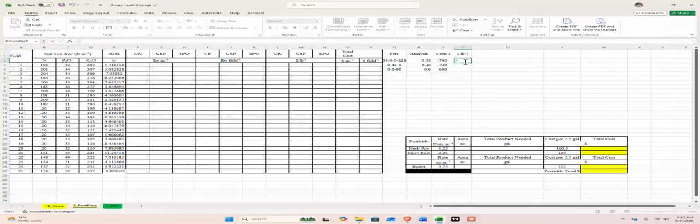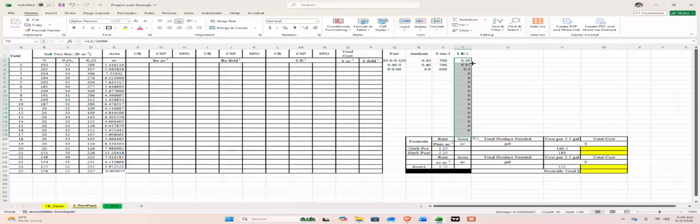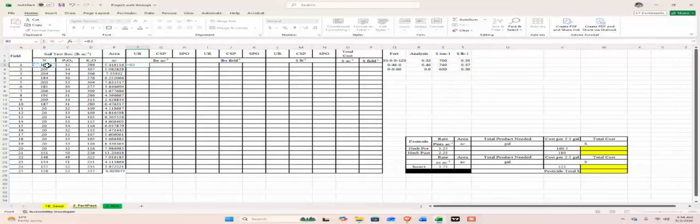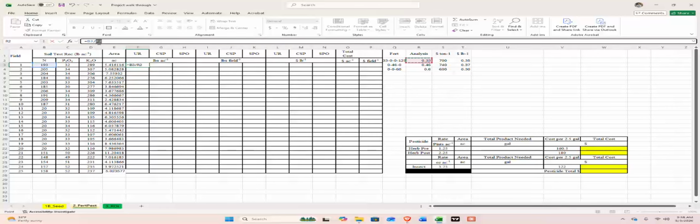Dollars per pound, this equals price over product, 700 divided by 2,000. Don't need any of that there. All right, so rate over analysis, and we know that everything is going to end up being, so this equals our nitrogen divided by absolute analysis. So we need to make this an absolute, F4.